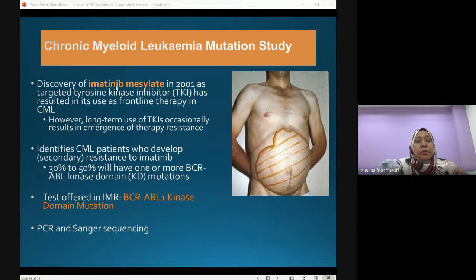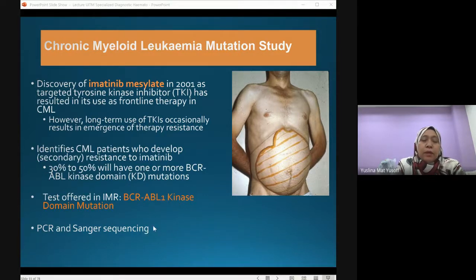It cannot bind to the specific BCR-ABL target. So we need to do this test because usually 30 to 50% will have one or more BCR-ABL kinase domain mutation. So we will do BCR-ABL1 kinase domain mutation using PCR and Sanger sequencing. This test is actually offered since 2014.